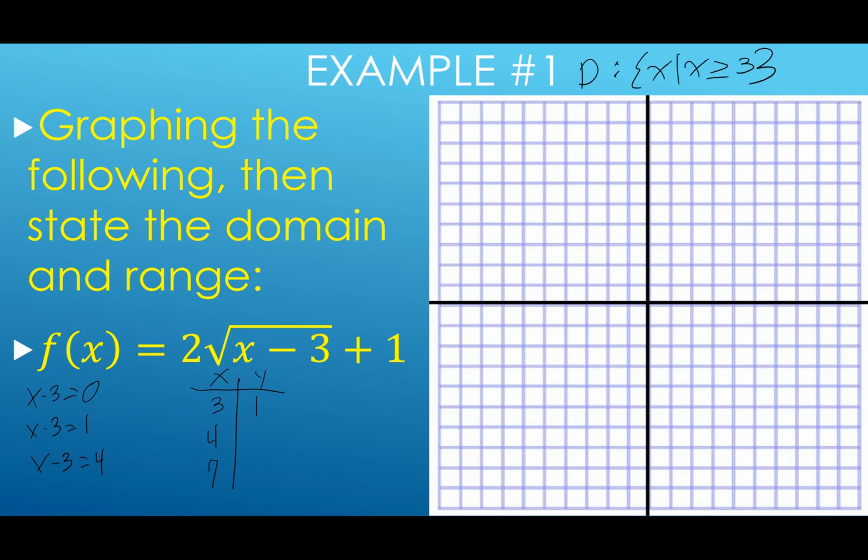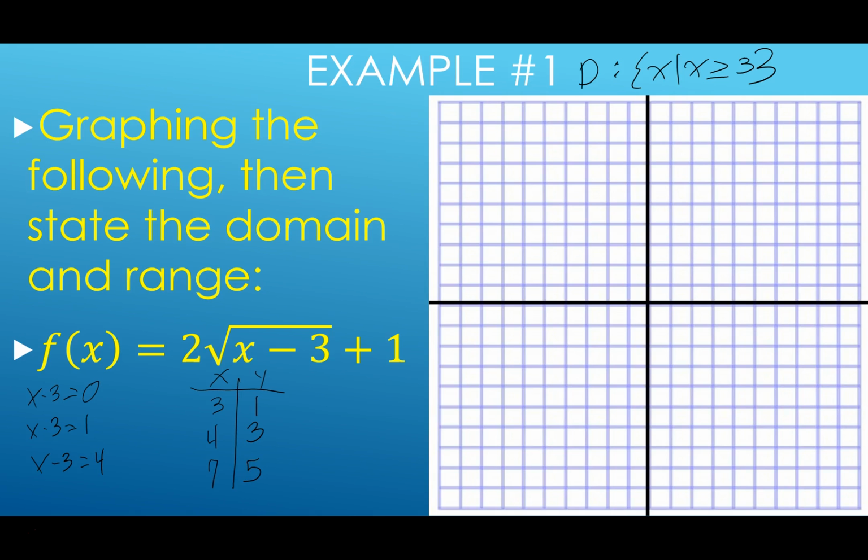We then plug in the next value, 4. 4 minus 3 is 1. Square root of 1 is 1. 1 times 2 is 2. 2 plus 1 is 3. And then for the last one, plug in 7. 7 minus 3 is 4. Square root of 4 is 2. 2 times 2 is 4, plus 1 is 5.